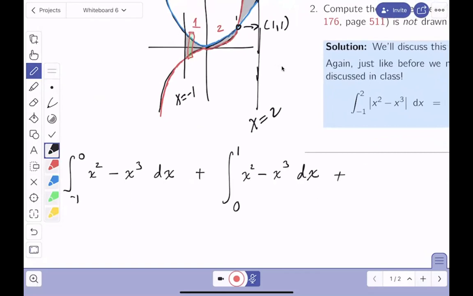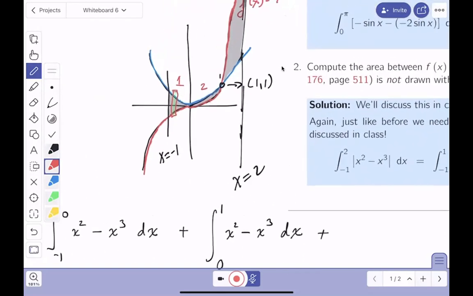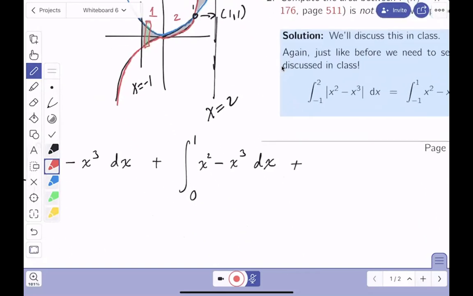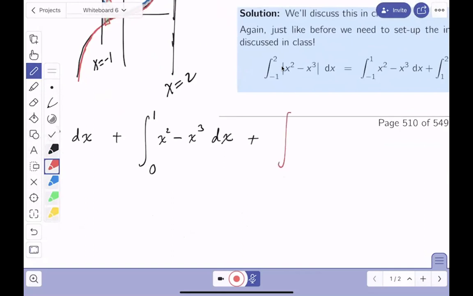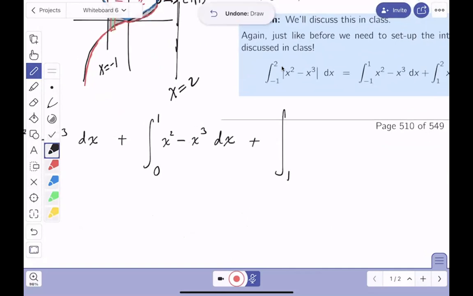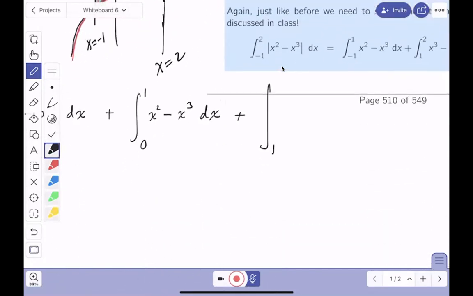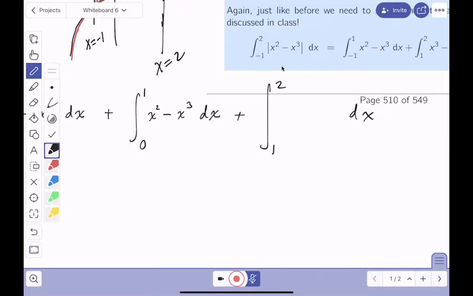Plus, we're going to do the third region now. This is the third region over here. Where does it start? It starts at 1 and it stops at 2. We're going along the x-axis. What's the upper now? It's the cubic. What's the lower? The quadratic.